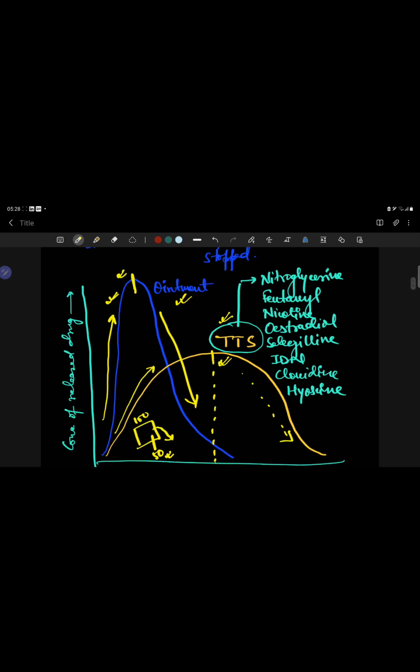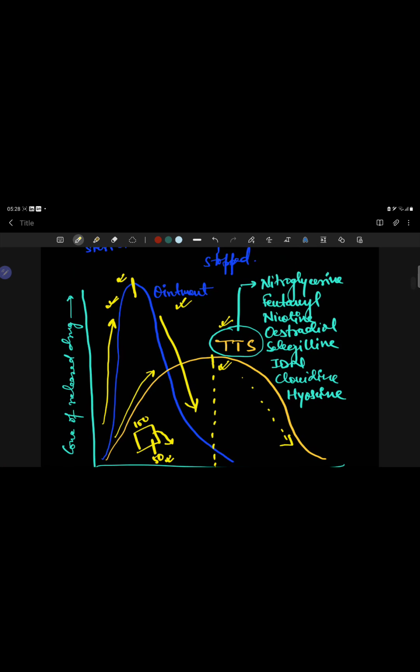The important question is, name some important drugs which are given via this route. Nitroglycerin is one. Nitroglycerin patch, fentanyl patch, nicotine patch, estradiol patch, sertraline patch, and clonidine, hyoscine, and the important thing is where they are used, right? Hyoscine is used in motion sickness. Sertraline patch you can use in Parkinsonism also. So like this you should know the most common use of each drug.